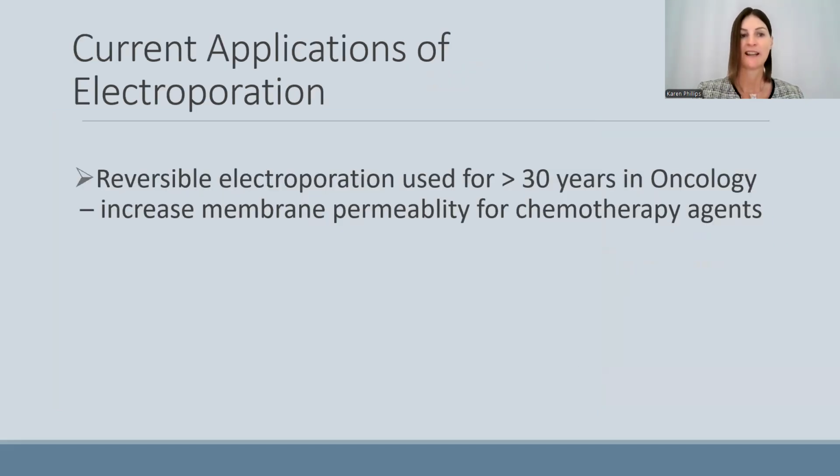So the current applications of electroporation, as I said, electroporation is not a new concept or treatment. It's actually been used in oncology for over 30 years, but they accessed mainly the reversible effects of electroporation: as you apply an electric field, you can make cells leaky, increase their permeability for chemotherapy agents, and then they go back to functioning normally after the electric field has been removed.